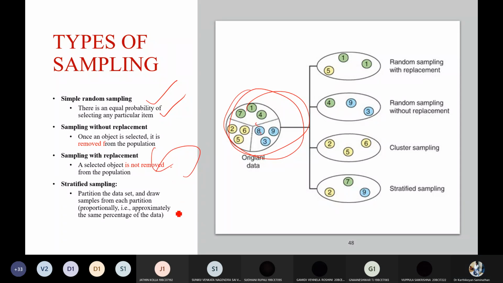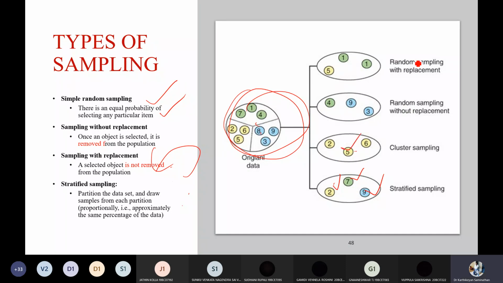Okay. Then stratified sampling. Stratified sampling is nothing but partition the data set and draw samples from each partition proportionally, that is approximately the same percentage of data. Meaning you should have equal contribution from each cluster. See here, one is selected from yellow, one from green, one from blue. So one has been selected from each group in stratified sampling, right? Cluster meaning same samples, same group, like everything yellow selected.